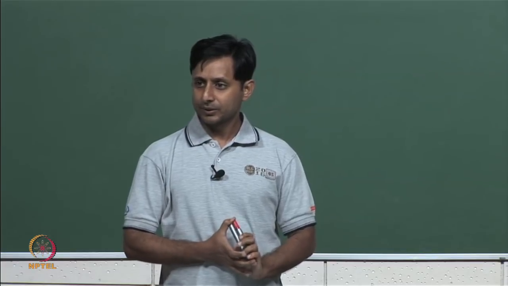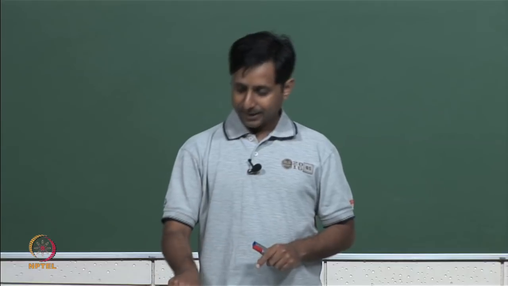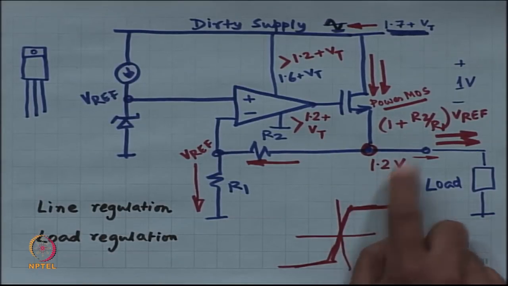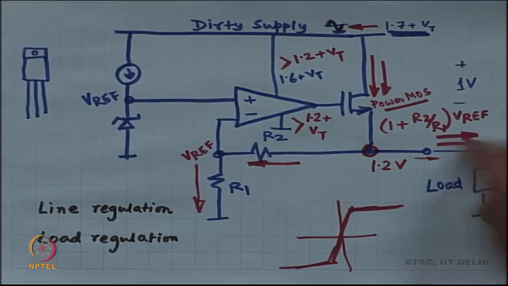All right. So far so good. I was drawing 50 milliamperes, 1.2 volt. What is the power delivered to the load? 50 milliamperes times 1.2 volt is the power delivered to the load. 60 milliwatts is the power delivered to the load.